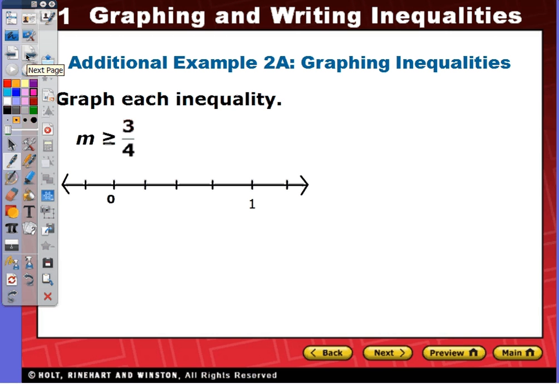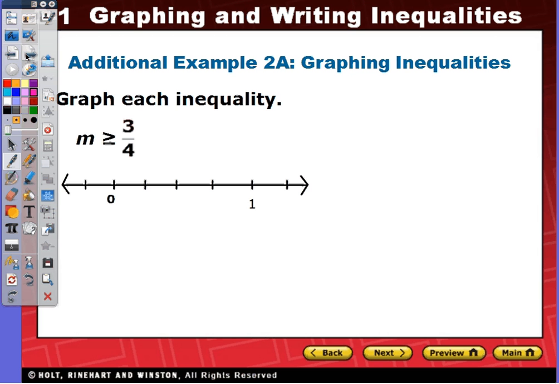So we're going to try an example here. This is not the example that is on the bottom of your page. You can fill those in also, but go ahead and draw this one off to the right side of the box down there at the bottom of your page. m is greater than 3/4.